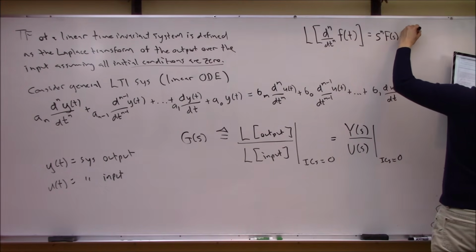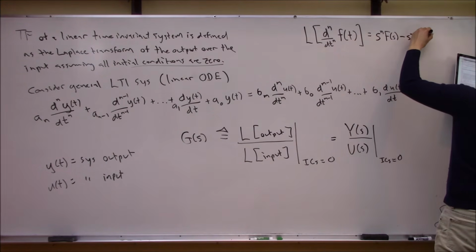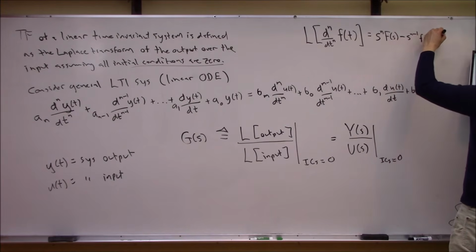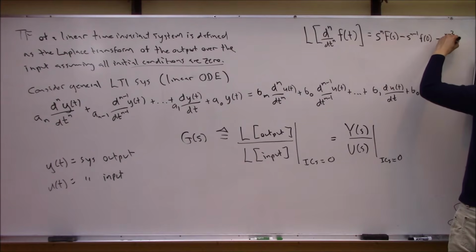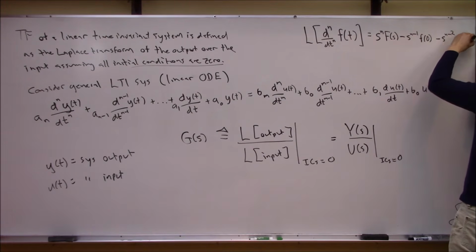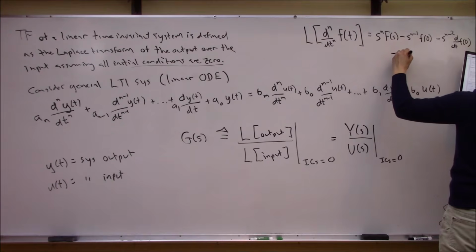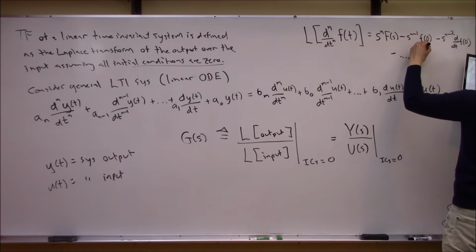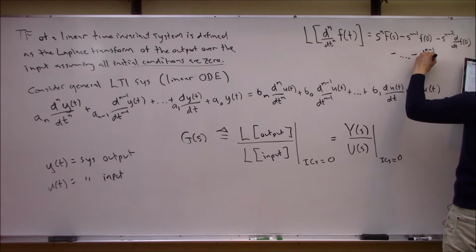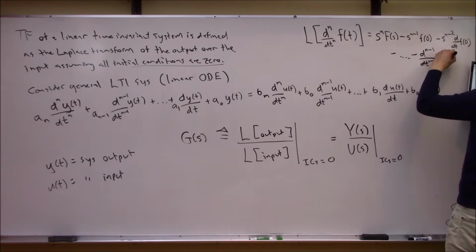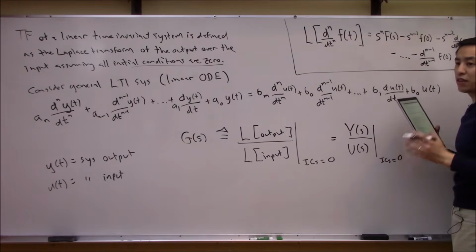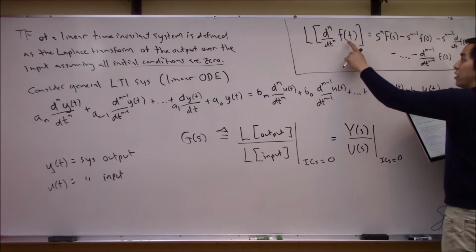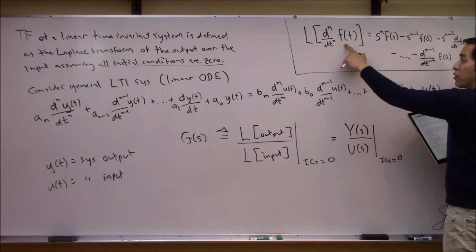Minus s to the n minus 1 of f0, minus s to the n minus 2 times d/dt of f0, minus all the way down to d^(n-1)/dt^(n-1) of f0, right? So let's box this up and remember this. This was basically the differentiation rule for taking the time derivative of any arbitrary signal, its nth time derivative in the time domain.